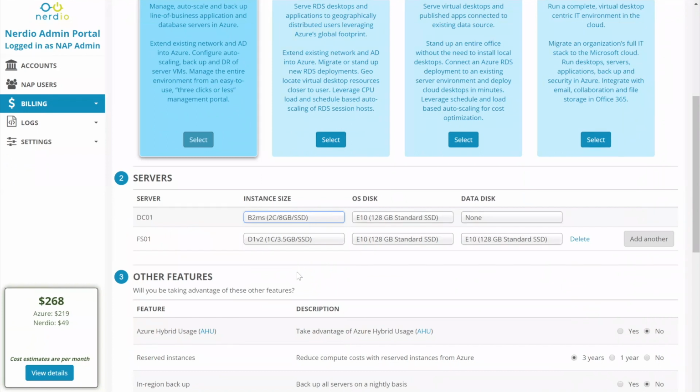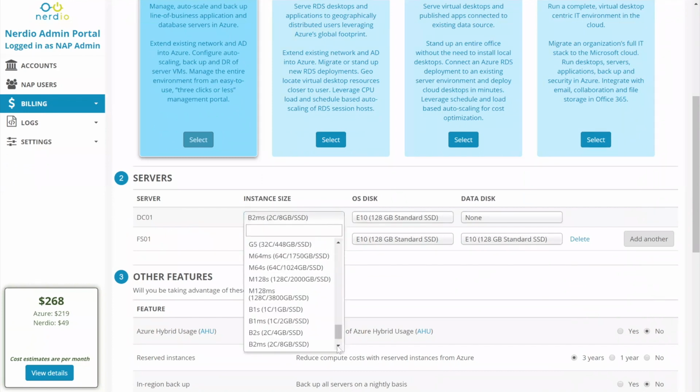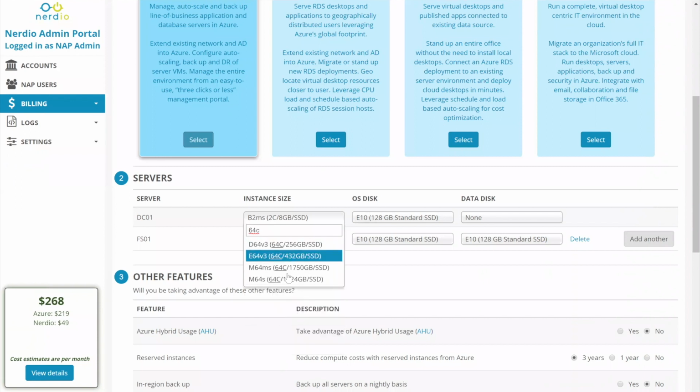You can see the selector box is very convenient because you can use it as a drop down, but you can also type in any portion of anything here and it will automatically match it, even if it's not at the beginning of the line. So if I'm looking for something that has 64 cores, I'll just type in 64C and it's going to filter it down to everything that has 64 cores. If I need something with 32 gigs of RAM, then I have everything that has 32 gigs of RAM. So really nice, convenient drop down. The second selection is the OS disk.